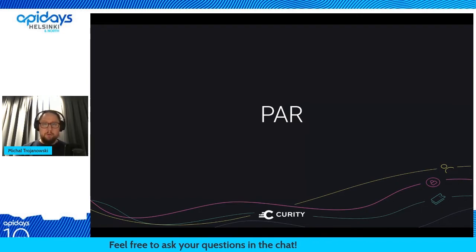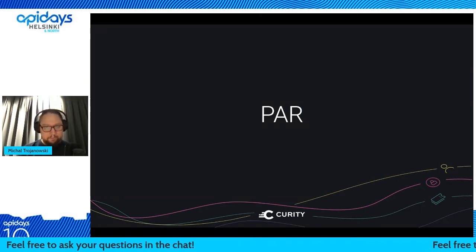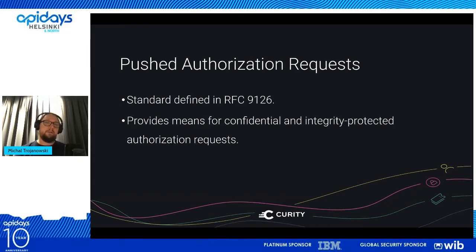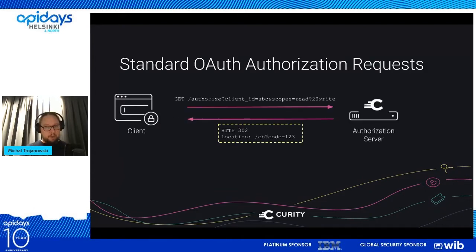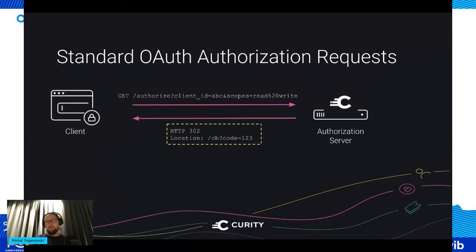But let's move on to PAR. So PAR stands for Push Authorization Requests. And again, it's a standard defined in RFC 9126. And this one deals with authorization requests, and it provides means for confidential and integrity protected requests. How does it work? Let's see at first how the standard authorization request looks like.